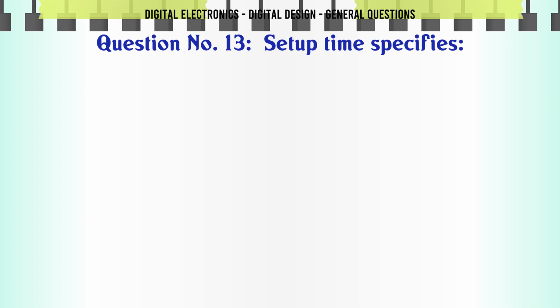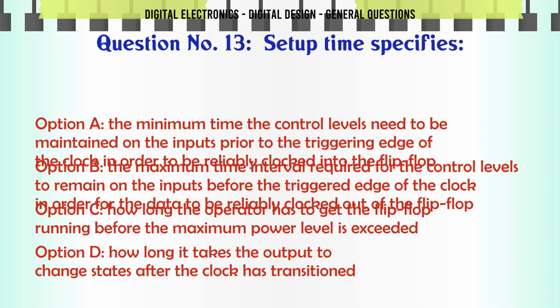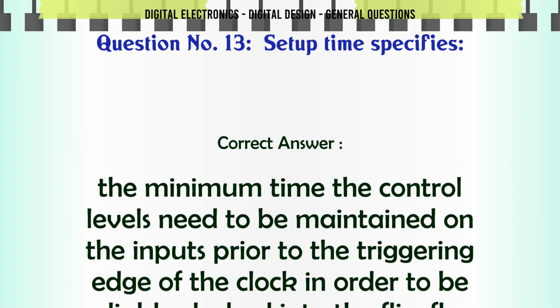Setup time specifies the minimum time the control levels need to be maintained on the inputs prior to the triggering edge of the clock in order to be reliably clocked into the flip-flop. B. The maximum time interval required for the control levels to remain on the inputs before the triggered edge of the clock in order for the data to be reliably clocked out of the flip-flop. C. How long the operator has to get the flip-flop running before the maximum power level is exceeded. D. How long it takes the output to change states after the clock has transitioned. The correct answer is the minimum time the control levels need to be maintained on the inputs prior to the triggering edge of the clock in order to be reliably clocked into the flip-flop.